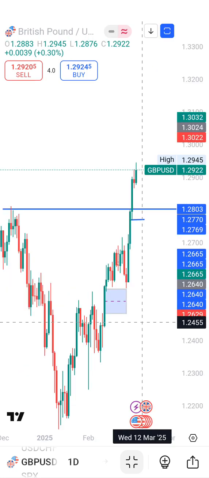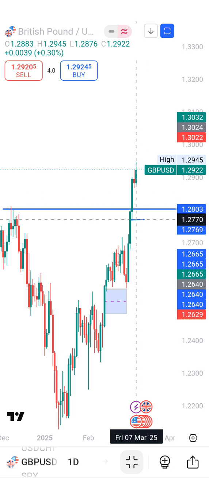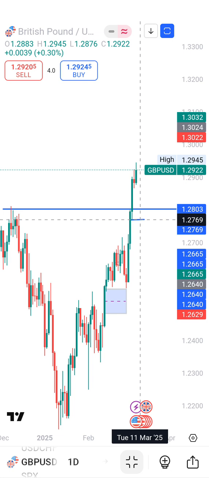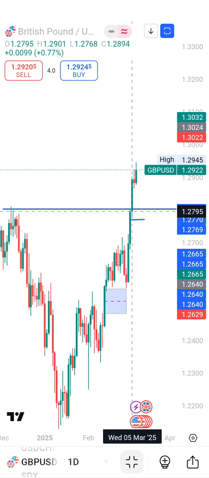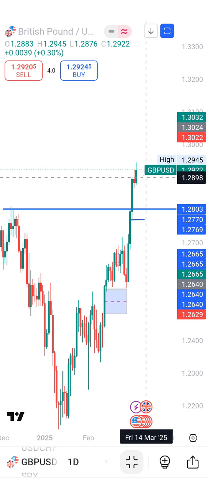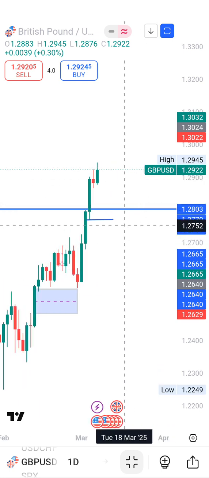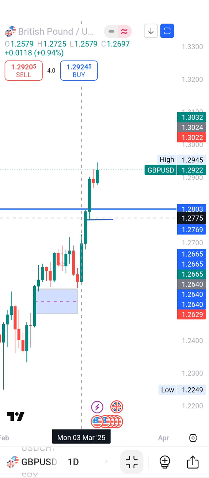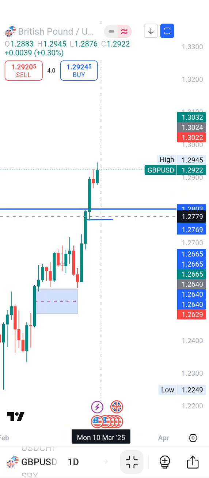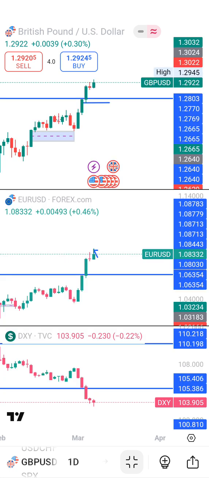Same thing on GBPUSD. We want to anticipate price to trade into this trend line that I placed here below the major horizontal line. Okay, so price should trade into, there's an FVG, yes, so trade into this FVG. So that is our anticipation for the GBPUSD.